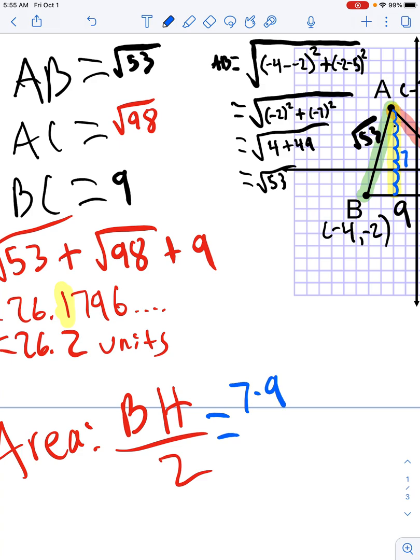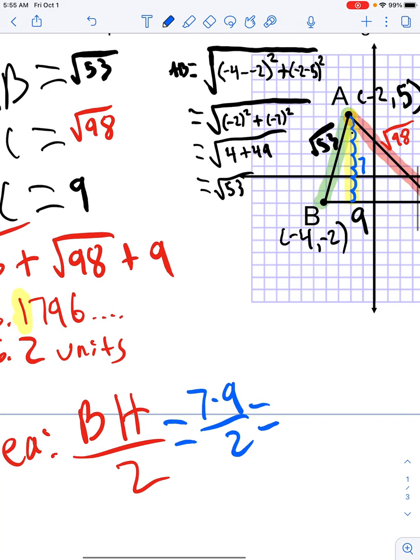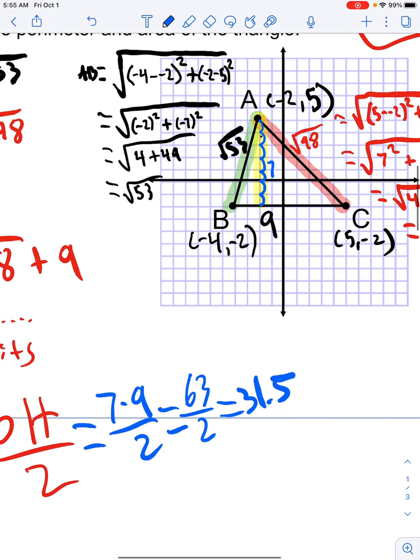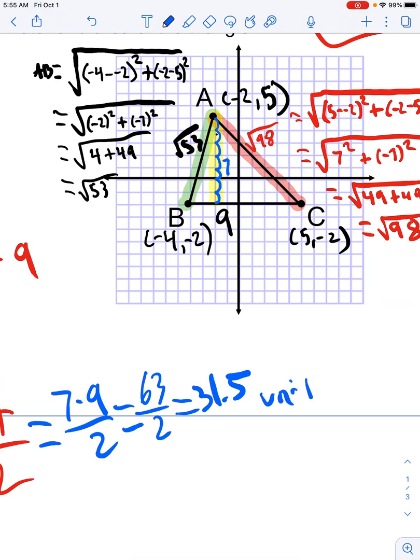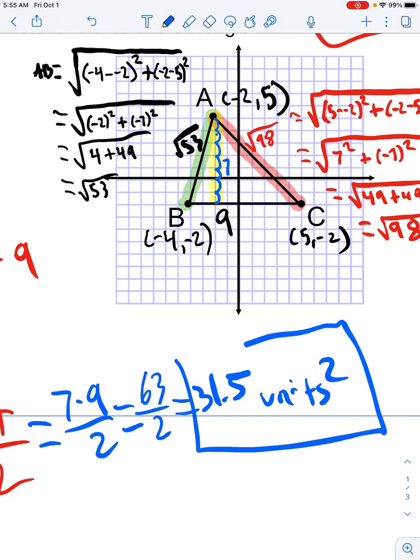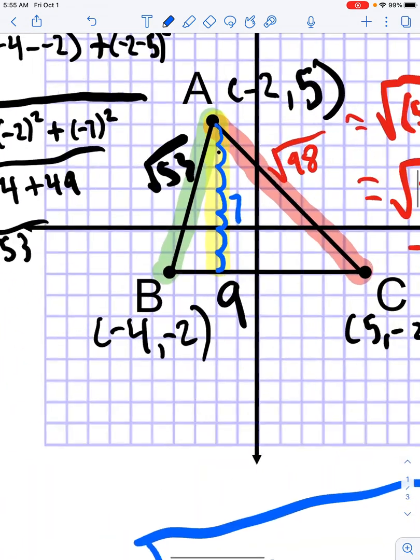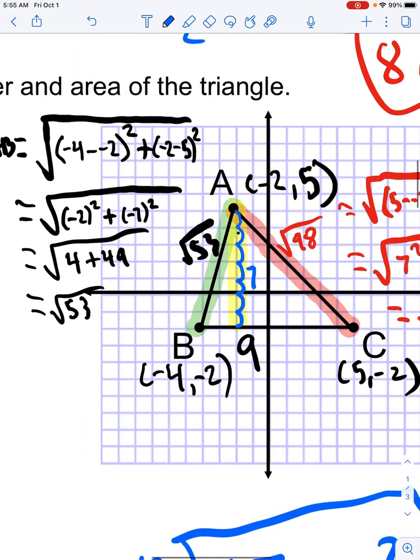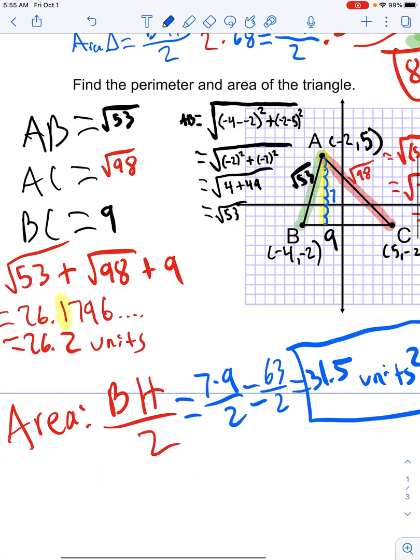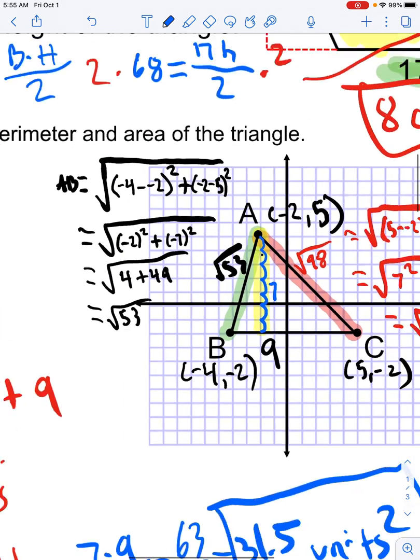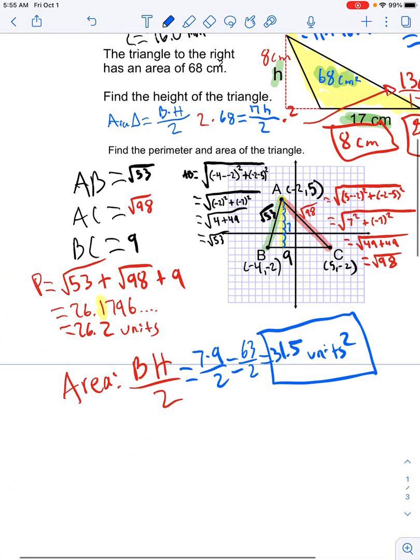So plugging in what I know, 7 times 9 divided by 2, 63 divided by 2, which I think is 31.5, but let me double check. Yep, 31.5. And because I don't have a unit, I'm just going to say units squared. So this one was a little bit more work because we had to figure out what two of the side lengths were before we were able to calculate the perimeter. We had to figure out the height before I'm able to calculate the area.